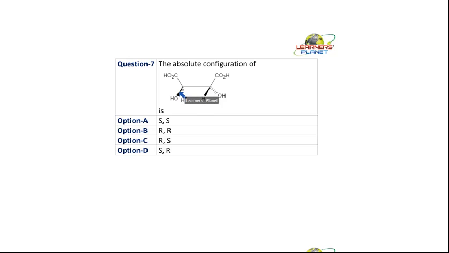The absolute configuration of... So you have to give the notations, rectus or sinister. Rectus means clockwise and counterclockwise is sinister. Now this is given in cases where there are chiral carbon atoms, right? Now see, if I take up the first carbon atom, this is it.